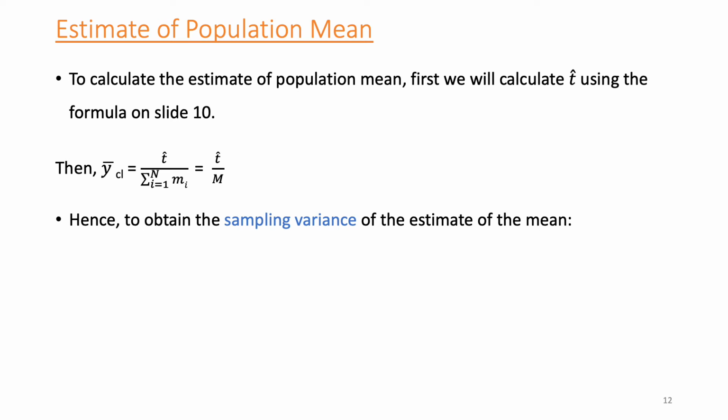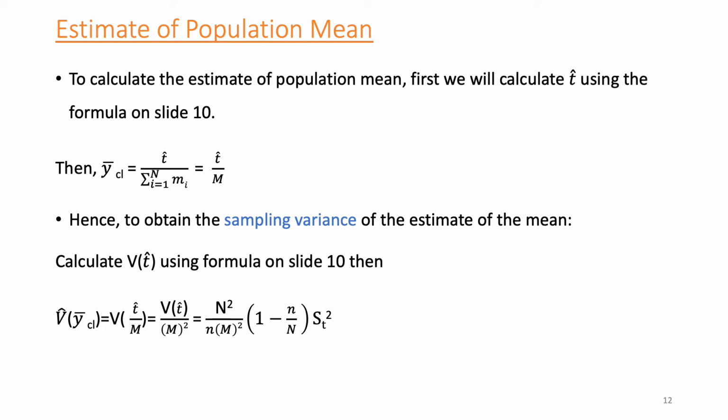Now to obtain the sampling variance of the population mean, again we'll use the formula of variance of T hat from slide 10, and then the variance of the population mean is given by variance of T hat upon capital M, and since capital M is constant, it will come out and get squared, and we'll put the value of variance of T hat from slide 10, and St square is the population variance, where capital T upon N is the population mean.